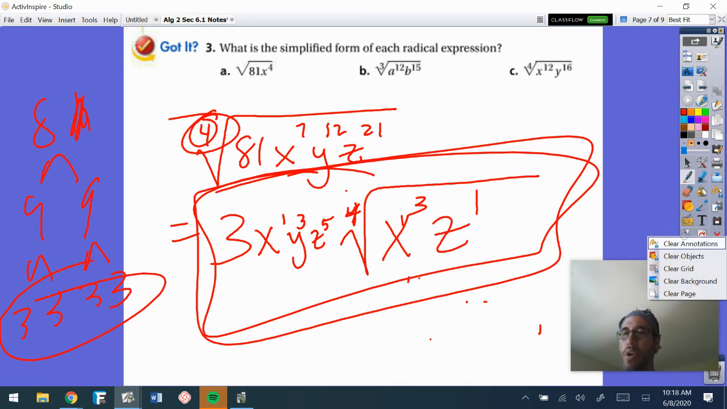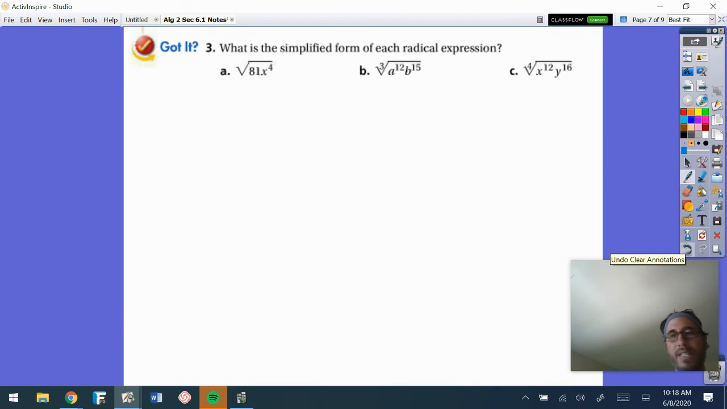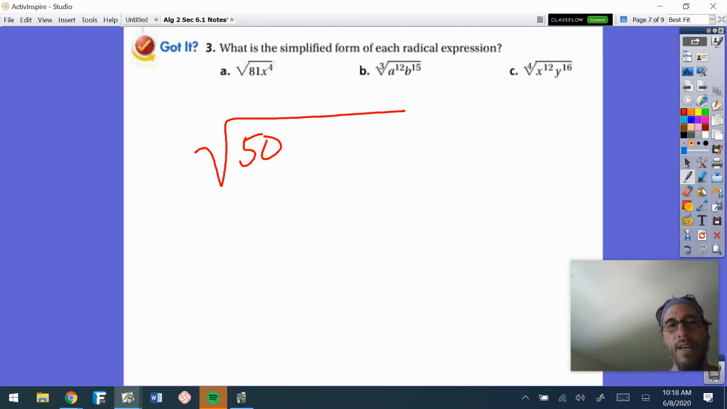Okay, guys? Now, there's one way that these problems get a little bit tougher, so let's do it. What is the square root of 50, x to the 7th, y to the 8th, z to the 9th?